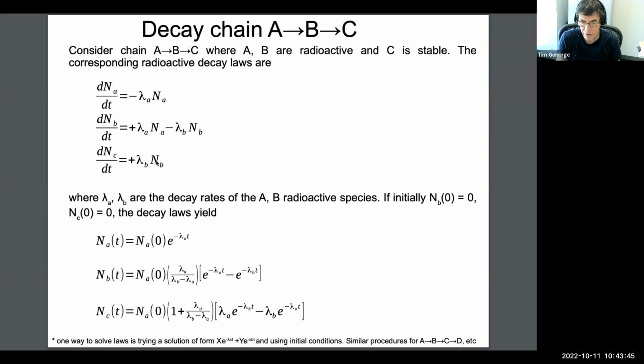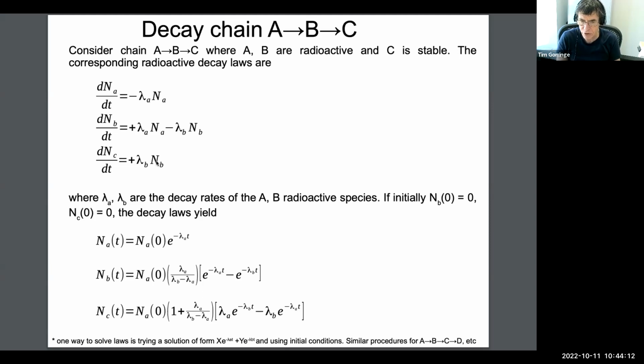Now we're interested in the integral version of these three differential radioactive decay laws. That's a matter of integrating these three coupled differential equations. They're coupled through the numbers of the atoms, NA, NB, and NC, and they're coupled through the decay rates, lambda A and lambda B.